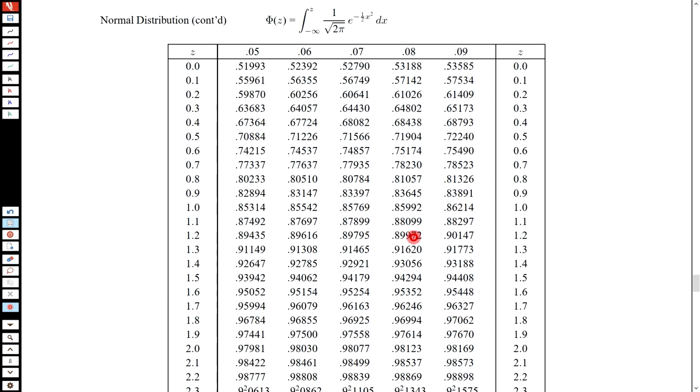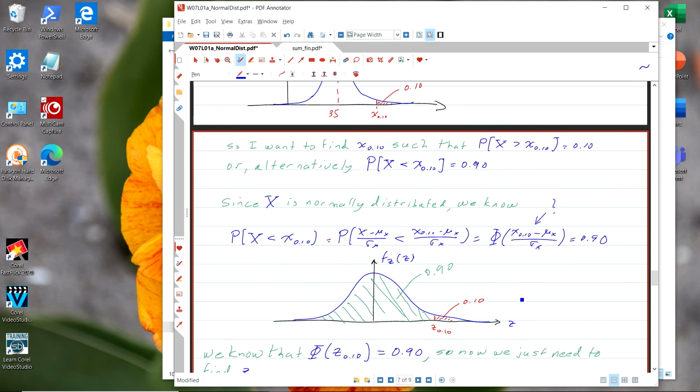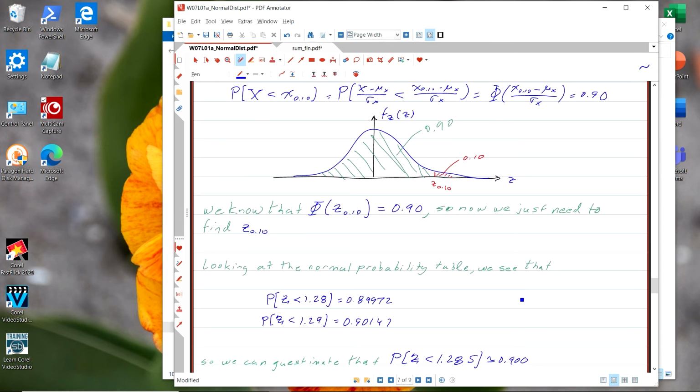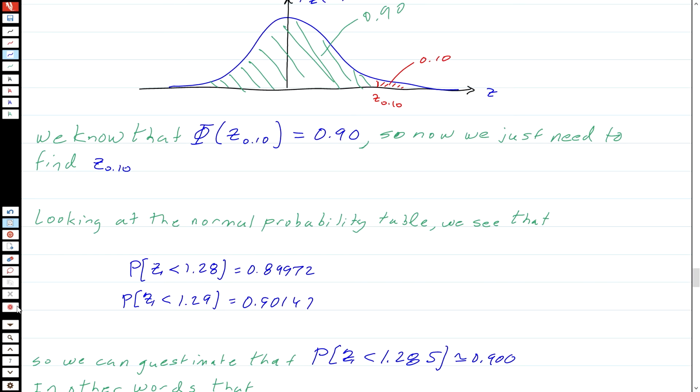So for 1.28, let's suggest 1.285. Let me just write that down: 1.285 would be my guess at the value there. Let's see what we used in the solution. Okay, so I saw that 1.28 was 0.89972, and the next one up was 0.90147, and so I just guesstimated somewhere in between is 1.285.